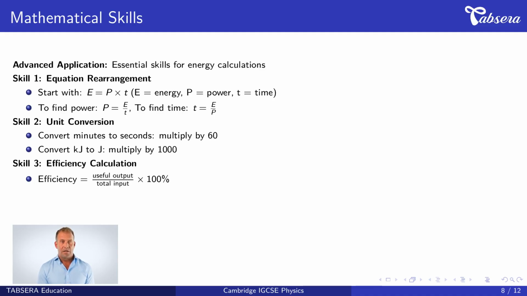Second, unit conversion. To convert minutes to seconds, multiply by 60. To convert kilojoules to joules, multiply by 1000. These conversions ensure consistent SI units.